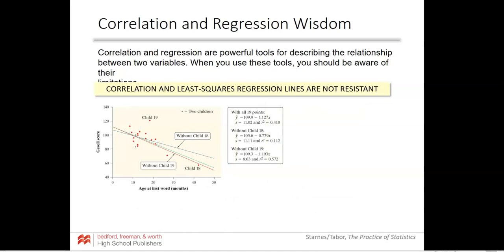With all 19 points, those are the things. Child 18 didn't have a huge effect on the standard deviation of the residuals, but it did have a big effect on the R-squared value, the coefficient of determination. Without child 19, if you took that one away, that did have a pretty big effect on the standard deviation of the residuals because that was a large residual. The R-squared value was also affected quite a bit. So those points have a big influence on things.